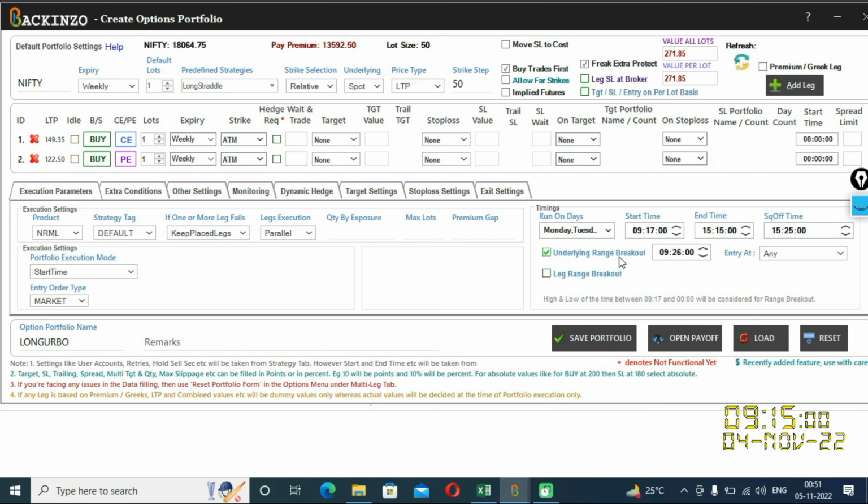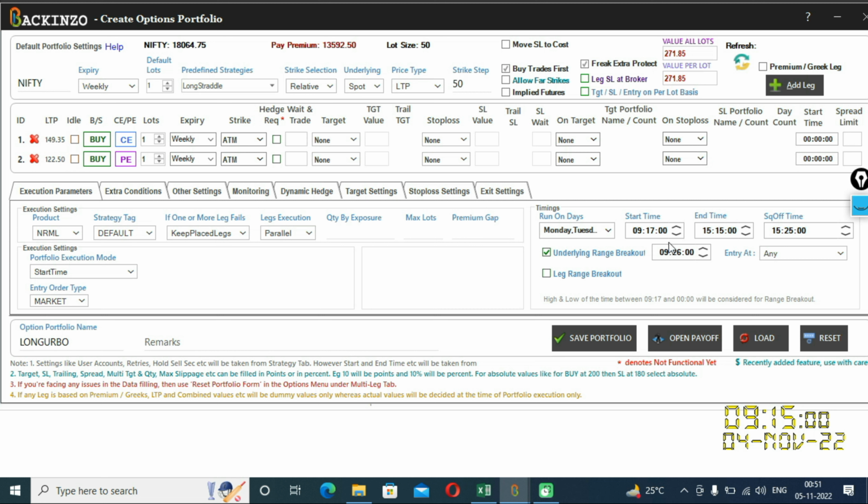The moment you tick this option, two fields will come in front of you. One is underlying range end time, another is entry at. To set the range period, Backinzo uses a start time and the underlying range end time. Do you see this button? Start time. So to set the range period, Backinzo uses this start time and the underlying range end time for the purpose of the range period, so that it can check the high price and the low price of the mentioned range.